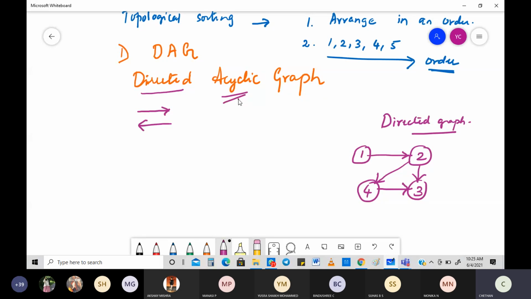Now, what is the meaning of having a cycle? First of all, you just see this example, is there a cycle? What's the meaning of cycle, first of all? Where the source and destination are the same. Okay? The source and destination both are the same. If I have a graph like this, I can write it very clearly like this. Okay? 1, 2, 3, 4.